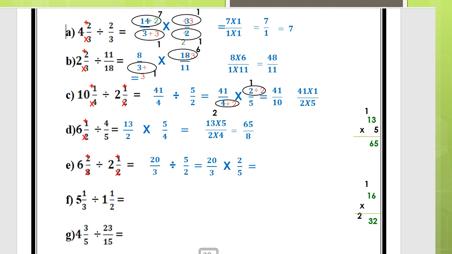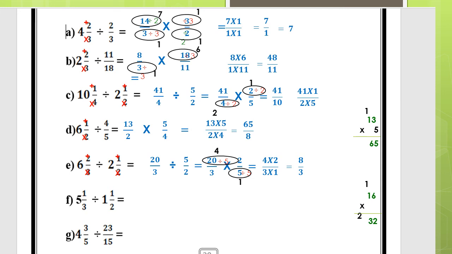20/3 times 2/5. 20 and 5 are together in table 5, so I'm going to divide by 5 up and down. 20 divided by 5, which is 4. 5 divided by 5, which is 1. So what's left is 4 times 2/3 times 1. So it's going to give me 8/3.